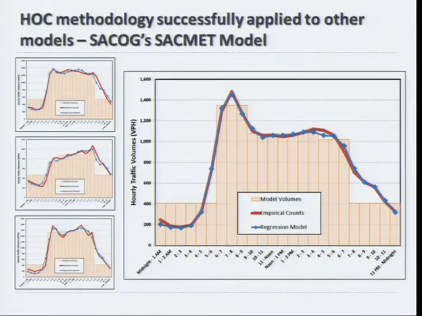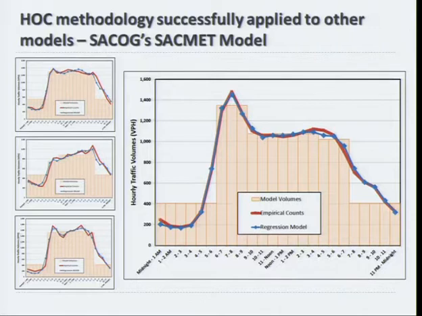We also looked at this methodology and said, is it Portland only, or could this be applied to other regions? In Sacramento, they've got what they call the SACMET model. It outputs a 3-hour AM, a 3-hour PM, a 7-hour midday, and an 11-hour night. Given those four volume sets, can you get reasonable hourly estimates? You don't have to do ADT, because you add those four together and you have ADT. But given that, can you get reasonable estimates, or is this a fluke?